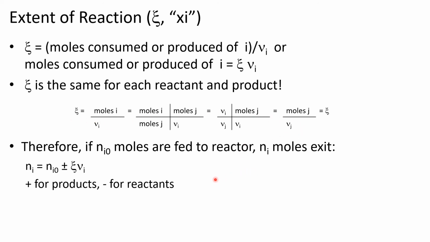The way we're going to use this is that we're going to say if there is n sub I 0 moles fed to a reactor, the number of moles that exit, n sub I, is equal to the amount that enters plus or minus the extent of reaction xi times the stoichiometric coefficient. We'll use a plus if the species I is a product, and we'll use a minus if the species I is a reactant.